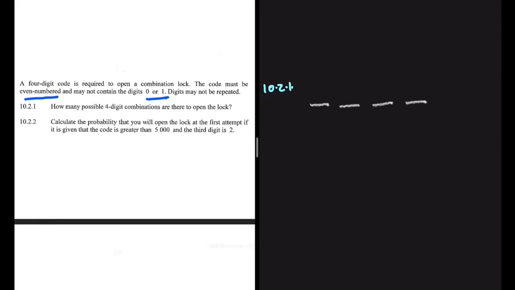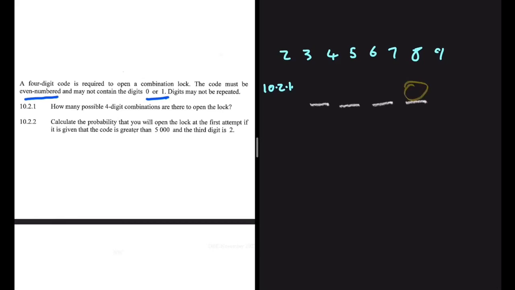So let's look at the restrictions we have. We have digits from 2 to 9 because 0 and 1 cannot be used. So we have 2, 3, 4, 5, 6, 7, 8, 9. How many digits? That is 8. The other condition is that the code must be even numbered. What does that imply? If the last digit of the code is even, then the code itself is even numbered. So we need an even number to occupy the last spot.